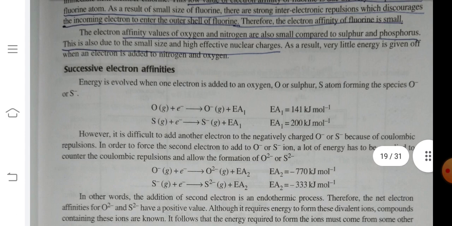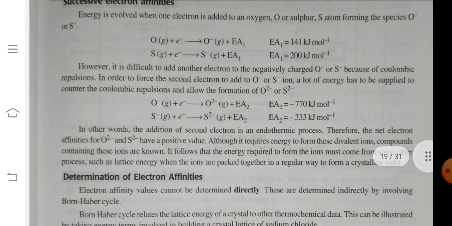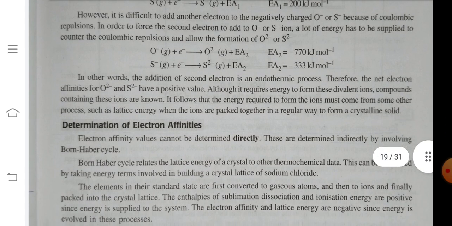Successive electron affinities. Energy is evolved when one electron is added to an oxygen (O) or sulfur (S) atom, forming the species O⁻ or S⁻. However, it is difficult to add another electron to the negatively charged O⁻ and S⁻ because of Coulombic repulsions. In order to force the second electron to add to the O⁻ or S⁻ ion, a lot of energy has to be supplied to counter the Coulombic repulsion and allow the formation of O²⁻ and S²⁻. In other words, the addition of a second electron is an endothermic process.